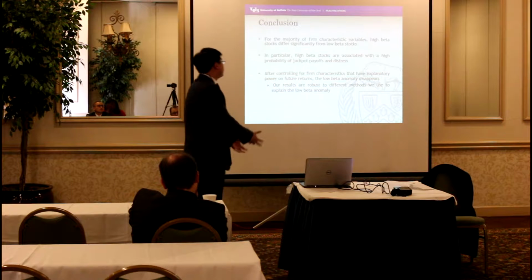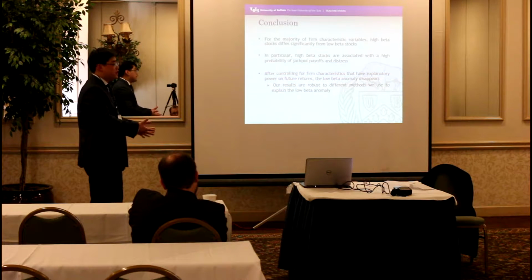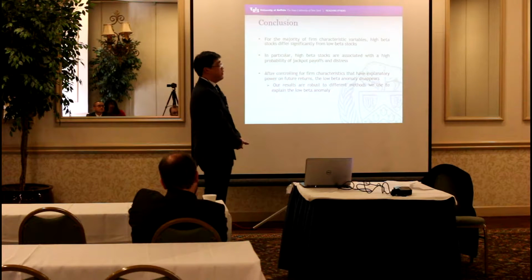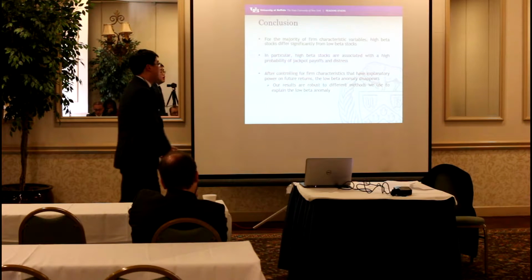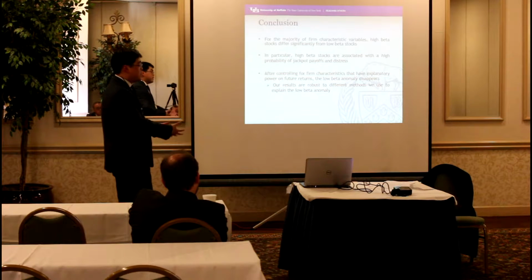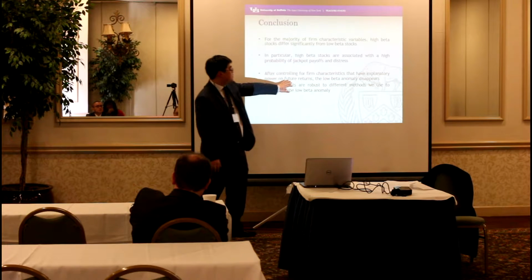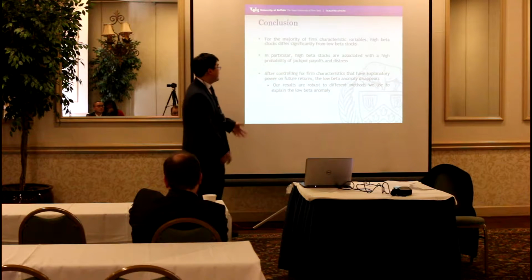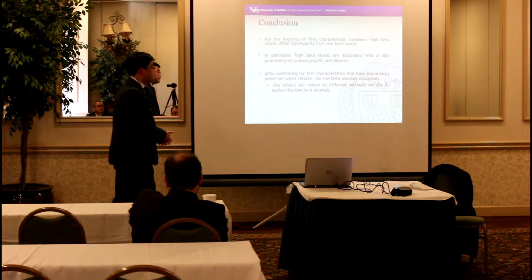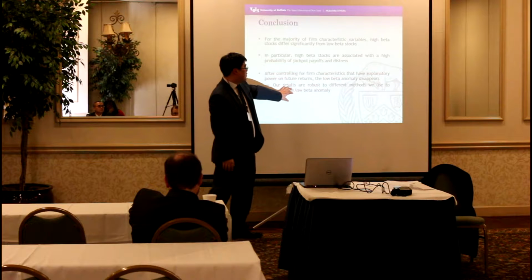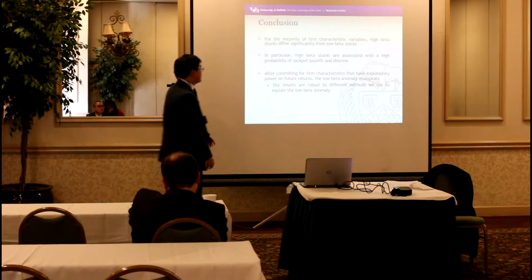So to conclude, in this paper, we find that for the majority of the firm characteristics variables, high beta stocks differ significantly from the low beta stocks. In particular, high beta stocks are associated with higher probability of jackpot payoffs and distress risks than the low beta stocks. What's more, we find that after controlling for firm characteristics that can explain stock returns, the low beta anomaly disappears. And again, our results are robust among the tests that we conduct.